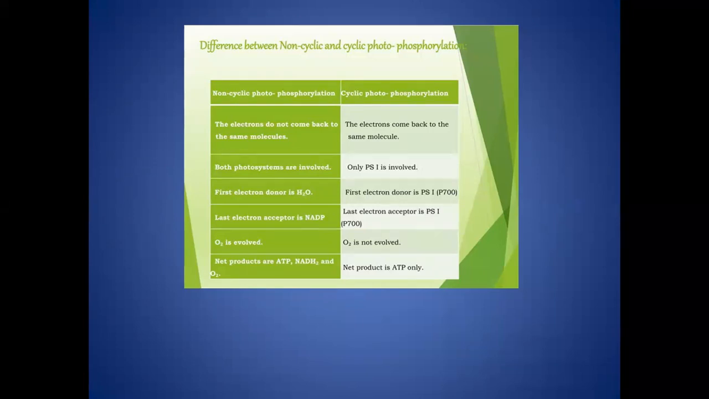And the first electron donor here is water, where the splitting of water molecules takes place in the non-cyclic photophosphorylation. The splitting of water molecules is not there in the cyclic photophosphorylation. And here the last electron acceptor is NADP. NADP accepts the electrons and thus helps in the formation of NADPH2.